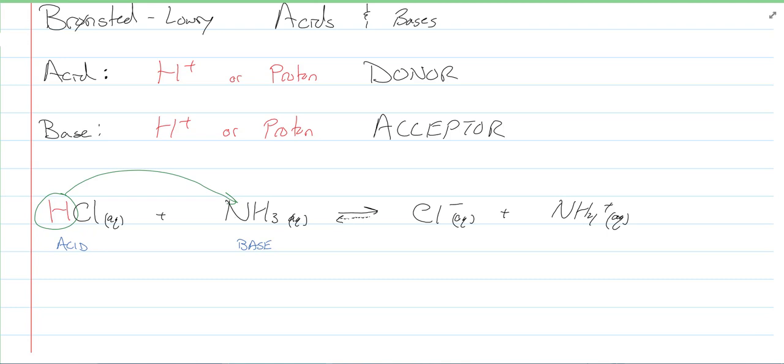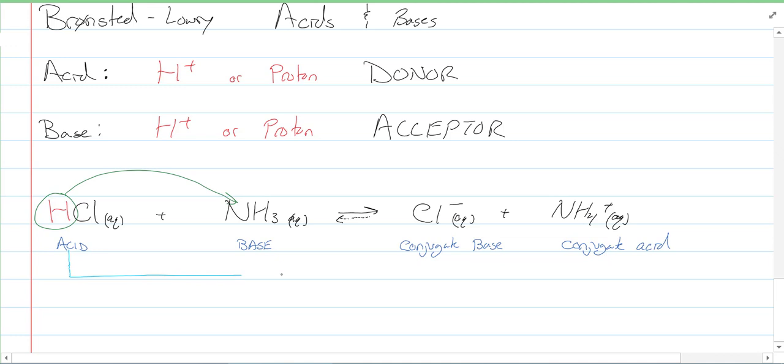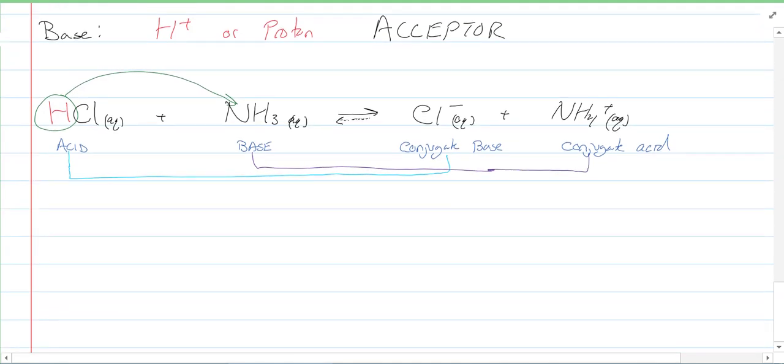Which means we have this thing called a conjugate base and a conjugate acid. And we have the pairs, so the acid and the conjugate base, and the base and the conjugate acid. The acid-base pairs. It depends on which side we're looking at.